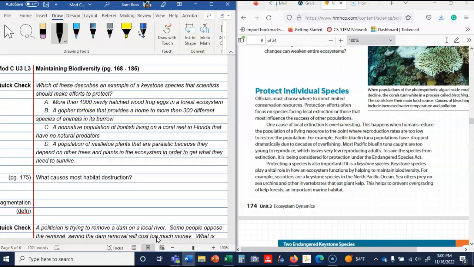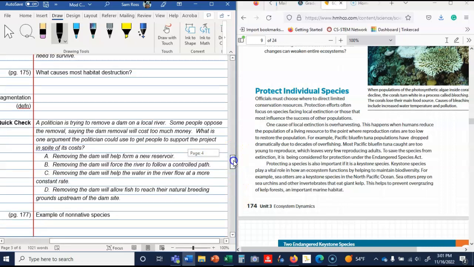Another quick check. Which of these describes an example of a keystone species that scientists should make efforts to protect? Aha. I don't know how you would know this, but it's the gopher tortoise that provides home to more than 300 different species of animal. And I think that's the key right there.